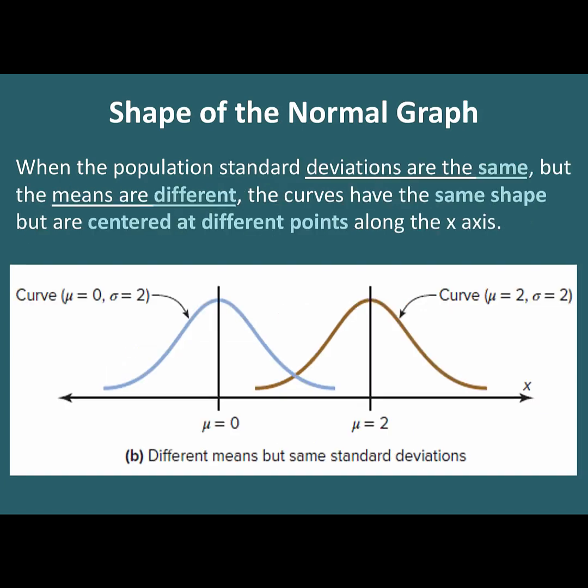Also, when the population standard deviations are the same, but the means are different, the curves have the same shape, but are centered at different points along the x-axis, as you can see here.